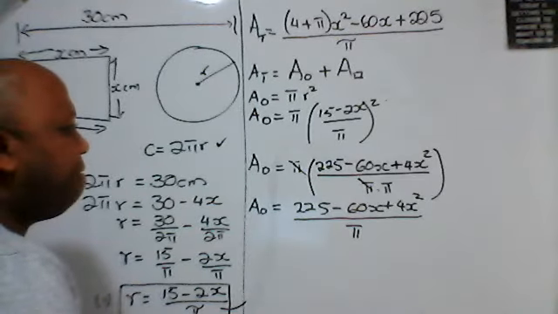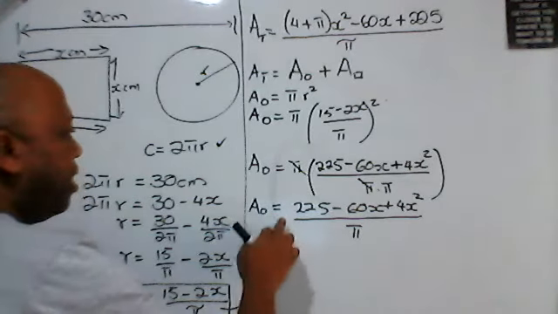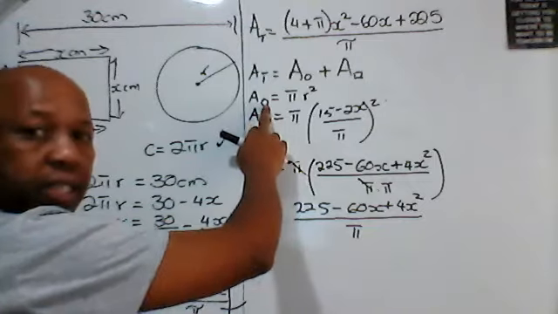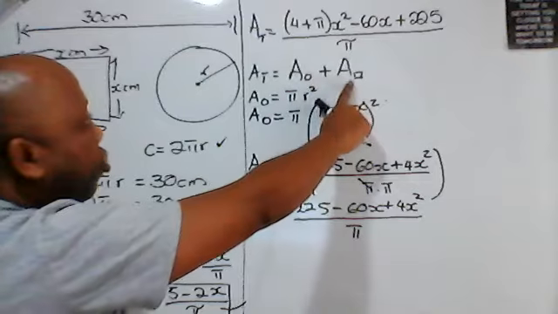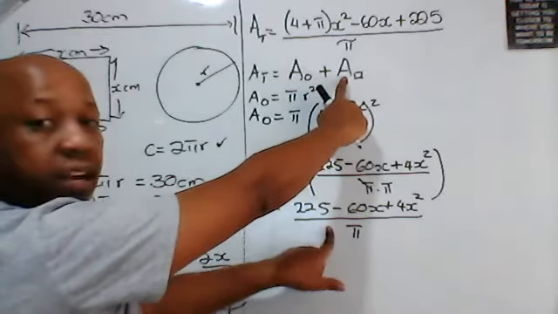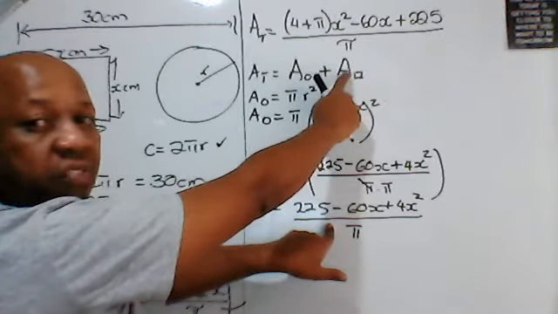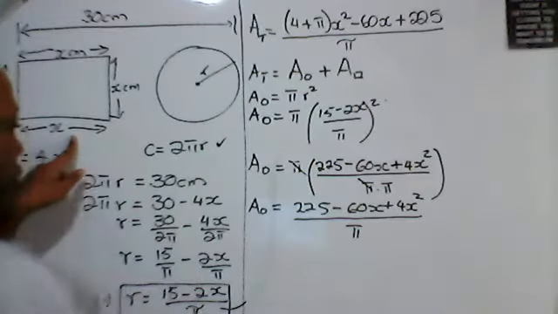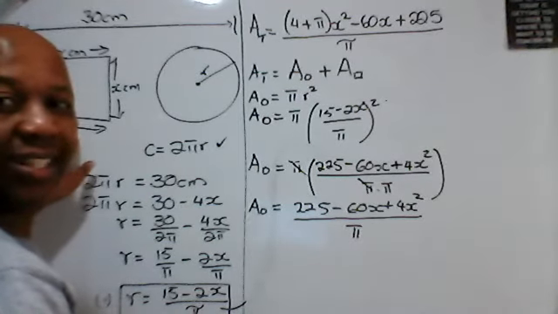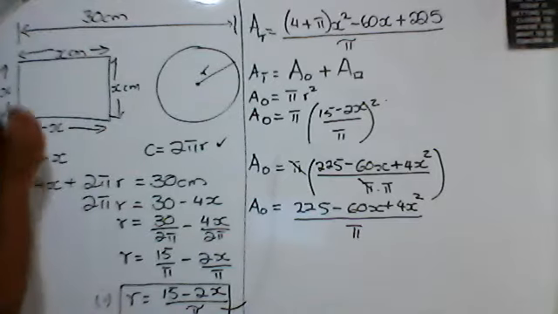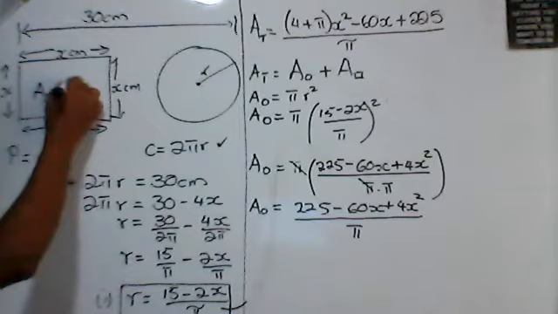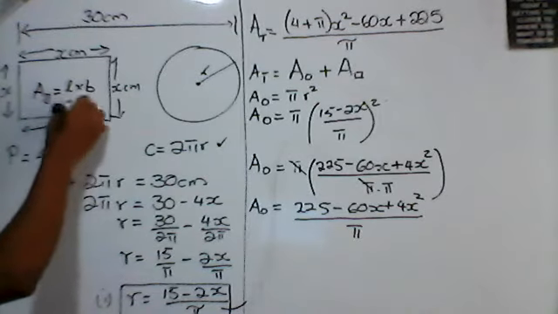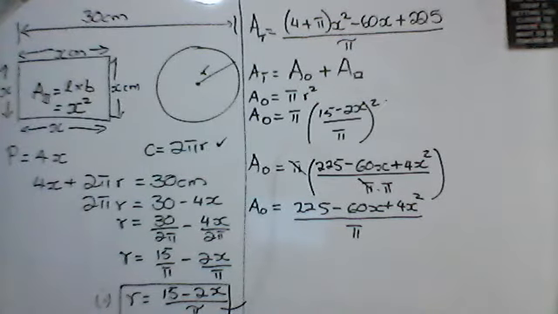Now, you are saying that this is the area for a circle. Remember, we are looking for the combined area. So we need to add this area of a circle to the area of a square. Area of a square is length times breadth. Area for the square is x times x, or length times breadth. In this case, it's going to be x squared.